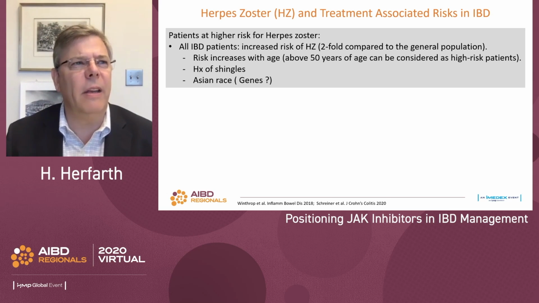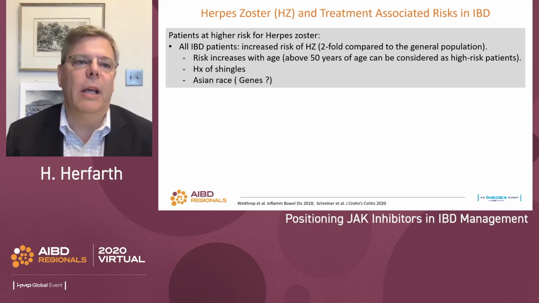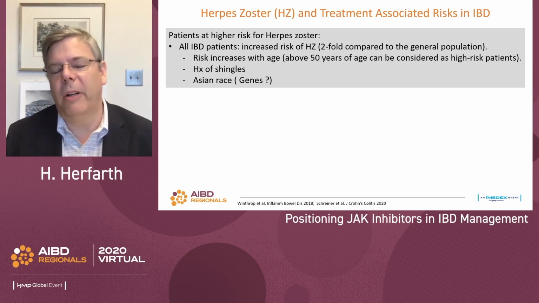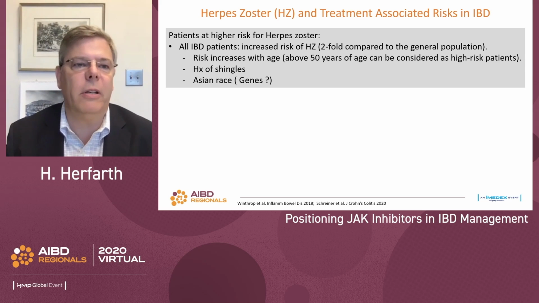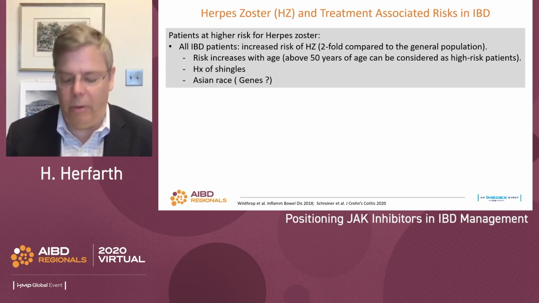If we look at this, we have to look first at the whole IBD patient group. And in all IBD patients, we find an increased risk of approximately twofold compared to the general population for the occurrence of zoster. The risk increases with age. Above 50 years of age, you can be considered a high-risk patient. If you have a history of shingles, that puts you at a higher risk. And if you're of Asian race, that might be a genetic background.